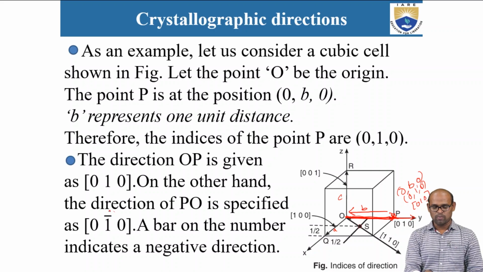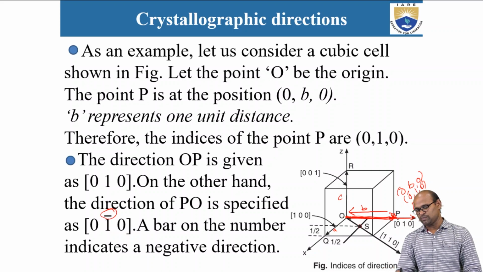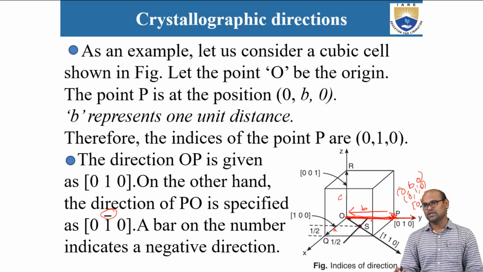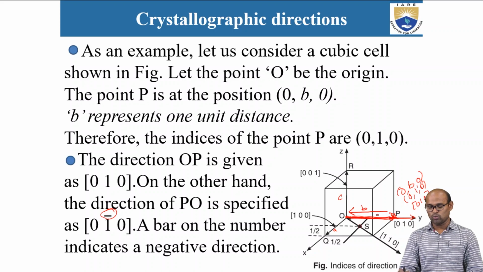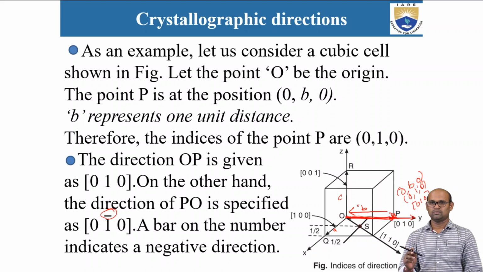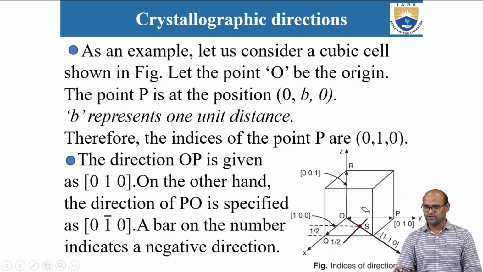The bar on 1 represents the negative direction. OP is the positive direction. Now you are going along PO, which is in the reverse, negative direction. That is why I put the bar only on the 1, because it is along the y-axis only. Same, but negative, reverse direction. So the bar on 1 in this case tells us the negative direction. Here we have just calculated the indices of one particular direction in a cubic unit cell.